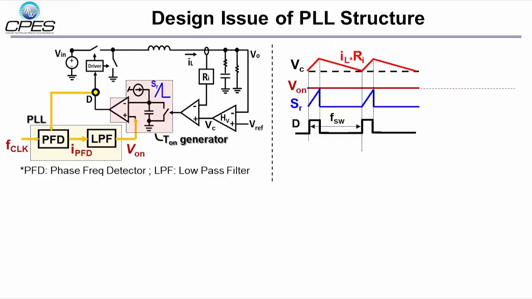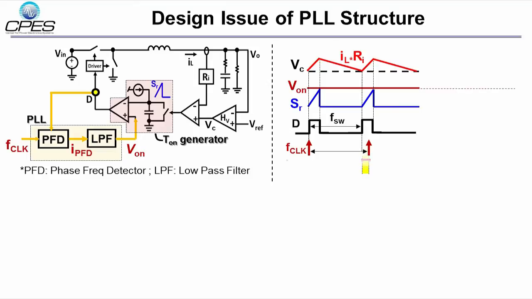This figure shows a typical implementation of the PLL loop for constant on-time control. The on-time generator is built with a ramp compared with an on-time control voltage V-on to determine the on-time width, and V-on is generated by the PLL loop. Now, let's consider a scenario where the initial switching frequency, FSW, is higher than the clock frequency, F clock.